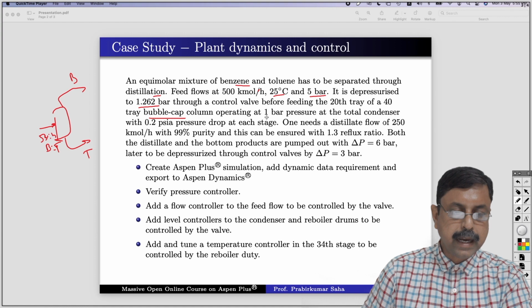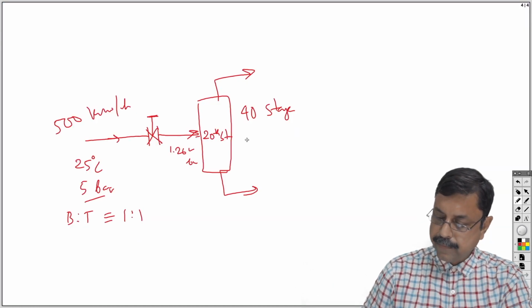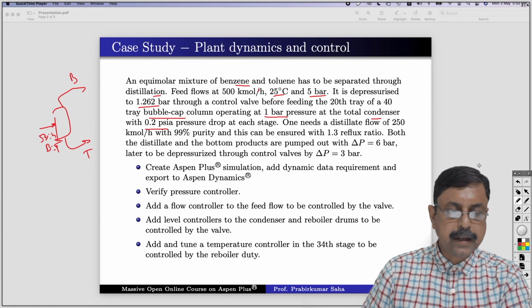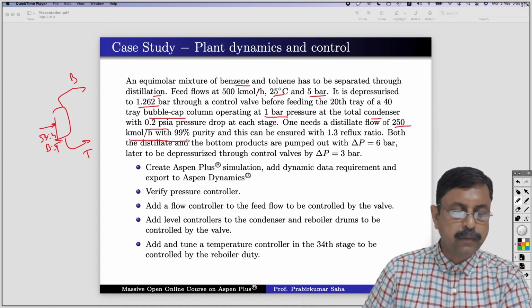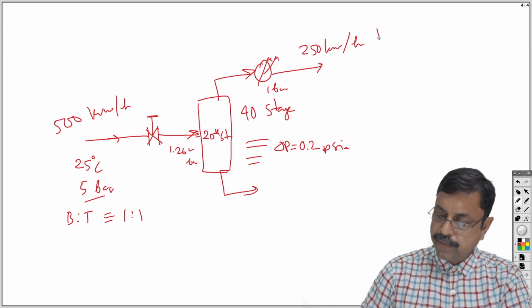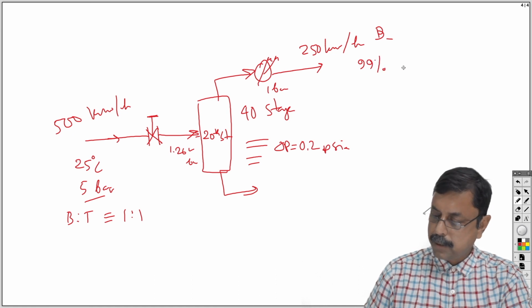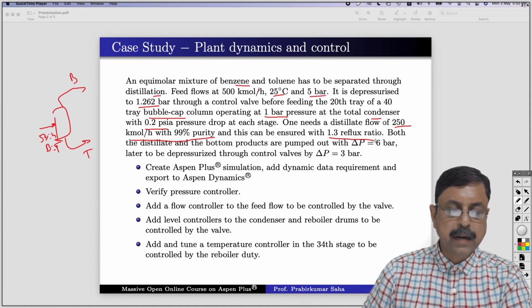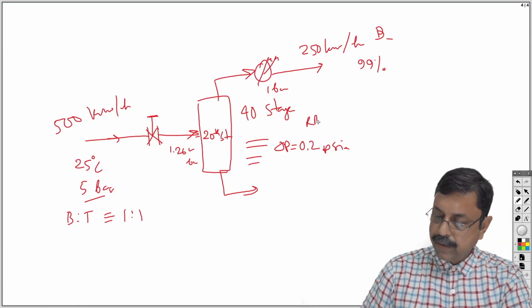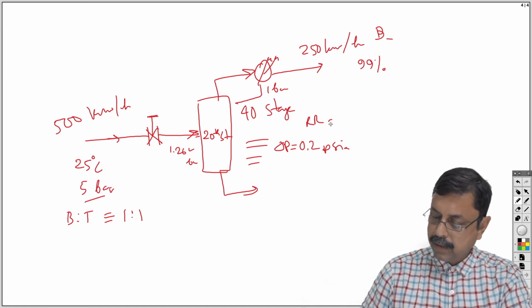A bubble cap column operating at 1 bar pressure at the total condenser with 0.2 psi pressure drop at each stage. So here we will have a condenser which will have a pressure of 1 bar, and at each stage we will have delta P of 0.2 psi. And then one needs a distillate flow of 250 kilomole per hour with 99% purity. So here we will have 250 kilomole per hour of benzene with 99% purity. This can be ensured with 1.3 reflux ratio. So we do not have to bother much. We just have to set the reflux ratio as 1.3.